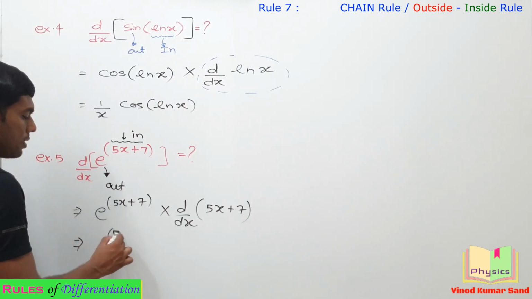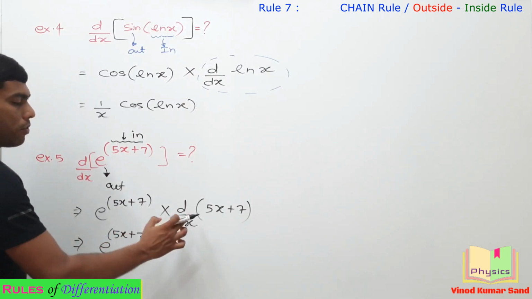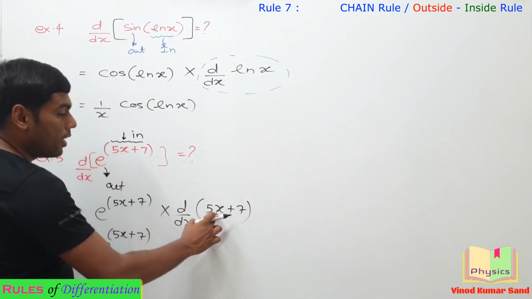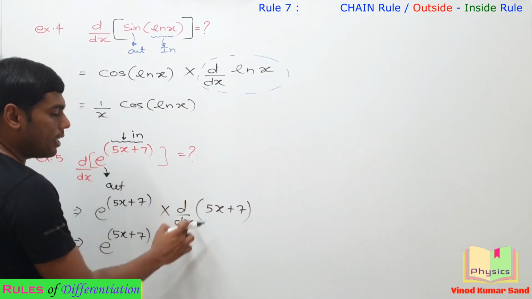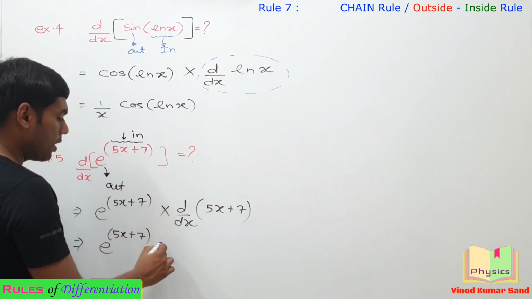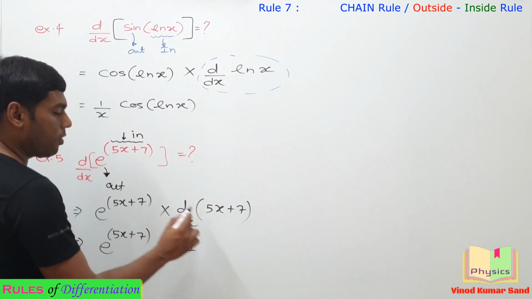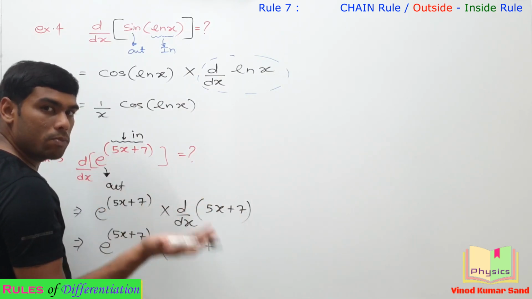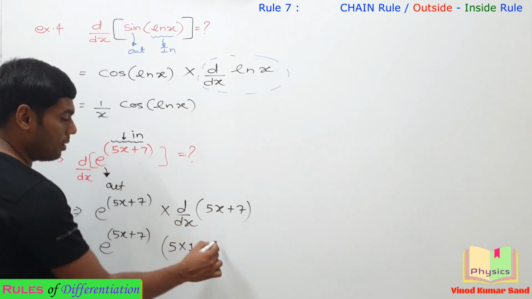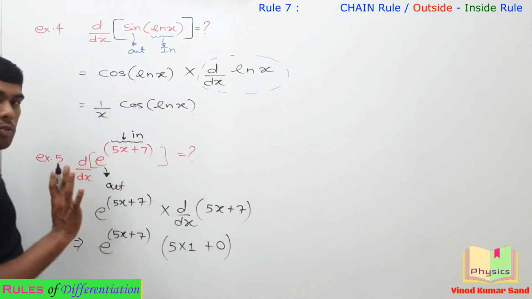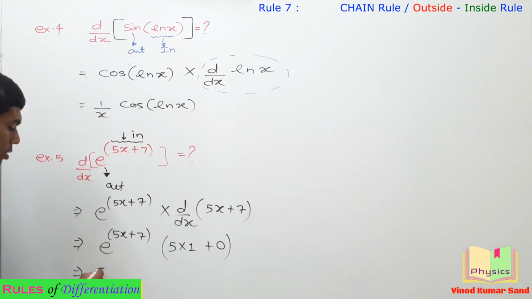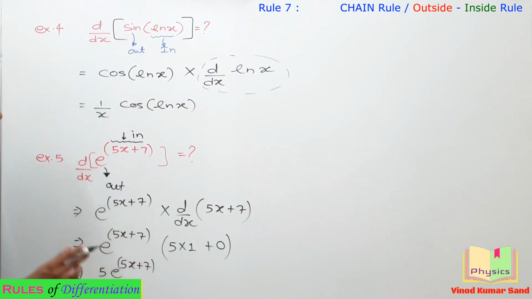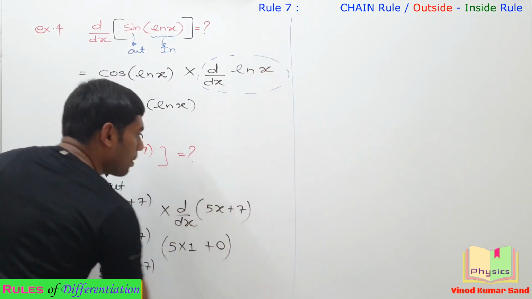Now the differentiation is pretty simple. E to power 5x plus 7 at its own place, and simplifying this, d by dx of 5x, the 5 will come outside and d by dx of x will become 1. So here the data will be 5 into 1 plus d by dx of 7. Differentiation of 7 will become 0, as 7 is a constant number and differentiation of any constant is always 0. So what's our final answer? It is 5 e to power 5x plus 7. Getting it? Let's take a few more examples as we have some space available here.